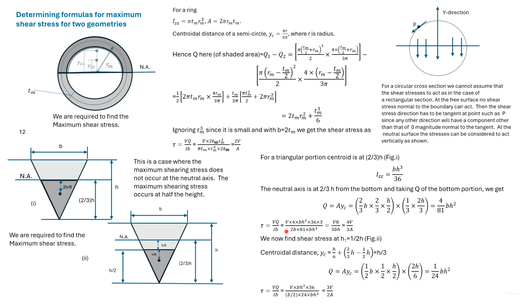Shear stress is VQ by I B dash. B dash here is P by 2. Substituting Q, I and B, we get the shear stress as 3V by 2A. Since 3 by 2 is greater than 4 by 3, the shear stress at half the height of a triangular section is greater than the shear stress at the neutral axis.